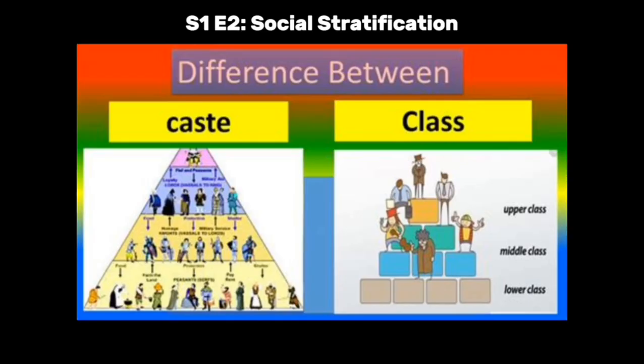A class system is a social hierarchy where individuals are categorized based on their socioeconomic status, which includes factors like wealth, income, occupation, and education. Unlike a caste system, where social position is fixed at birth, class systems allow for some degree of social mobility. This means individuals can move up or down the social hierarchy through their efforts, achievements, and circumstances.